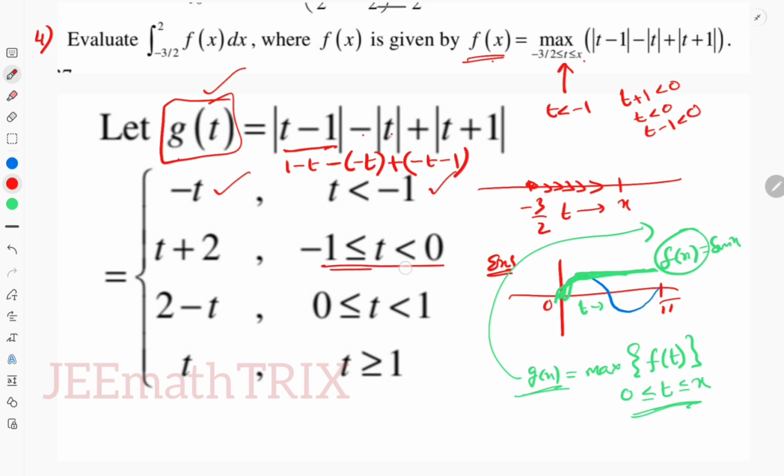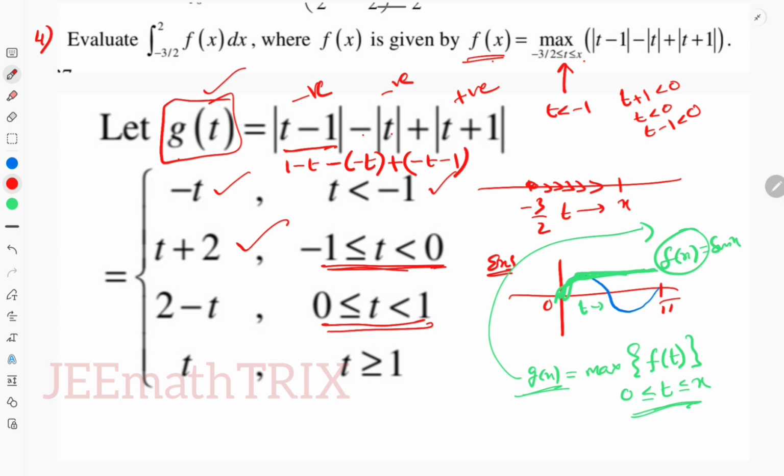Similarly, between minus 1 to 0, if you observe, t plus 1 is positive, so this is a positive quantity. T is again a negative quantity, and t plus 1 will be positive. T minus 1 is negative. So accordingly, you will be replacing the values of modulus of t minus 1, modulus of t, and modulus of t plus 1, and you are getting t plus 2.